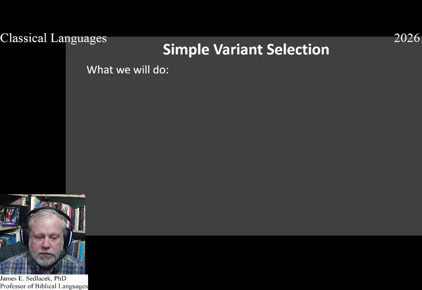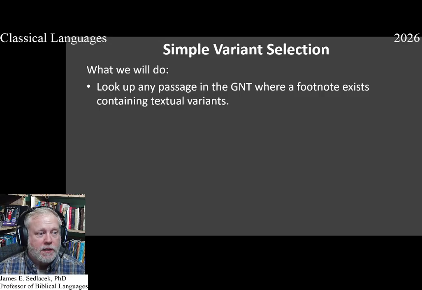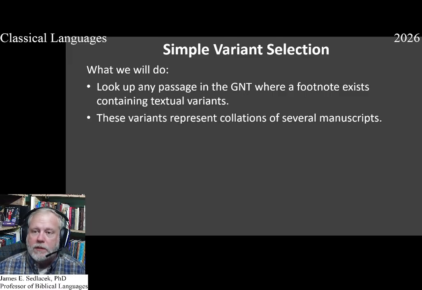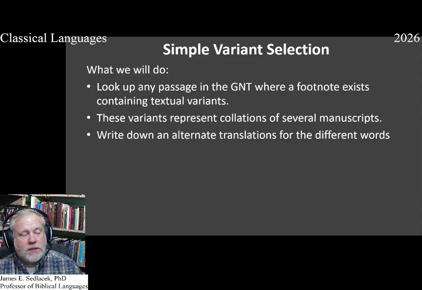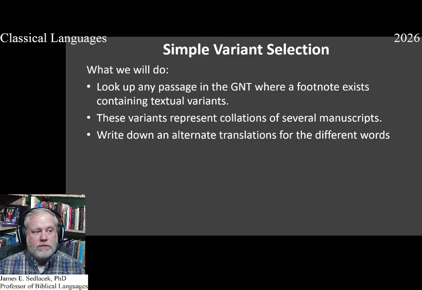So first thing you want to do is pick a passage that has some textual variants in the footnotes below. It doesn't matter which one it is. We're going to go through a couple of them for examples, but you can pick any you like. Down in the footnotes, the variants that are represented also represent collations of many manuscripts. Let's say it has 3 readings, but 100 manuscripts are cited. Those manuscripts are collated according to their reading. Write down an alternative translation for each of the different words.